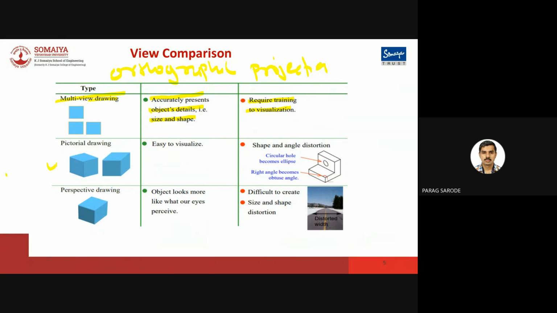Whereas for pictorial drawings, what is going to happen? The circles and the shapes will not be preserved. The straight lines will get inclined. Whereas the perspective drawing makes objects look more like what our eyes see.